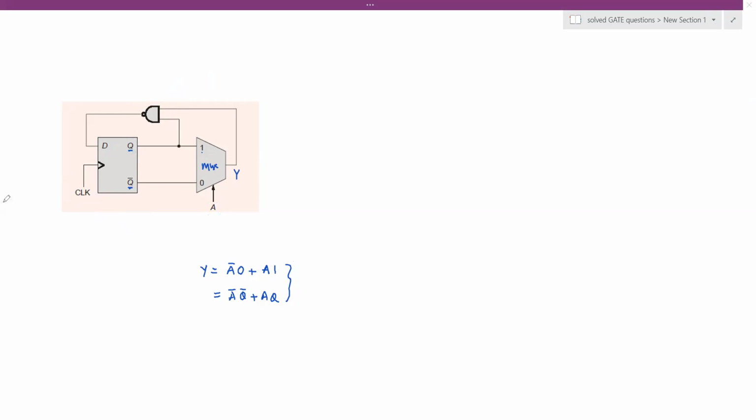So the question here is we want to draw the state diagram for this circuit. So the state diagram basically tells us the transition of the outputs of the circuit from previous state to the next state. I repeat again, the state diagram illustrates the transition of the output of the logic elements from its previous state to the next state.